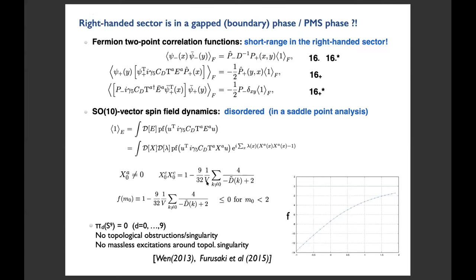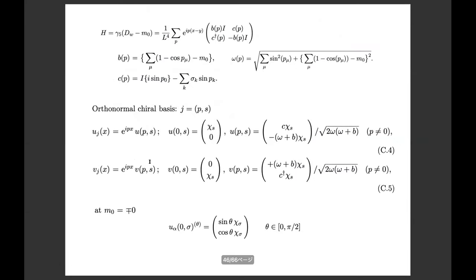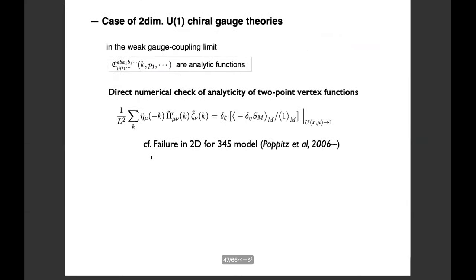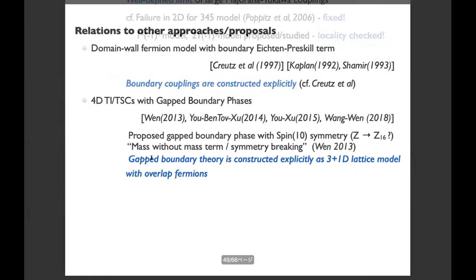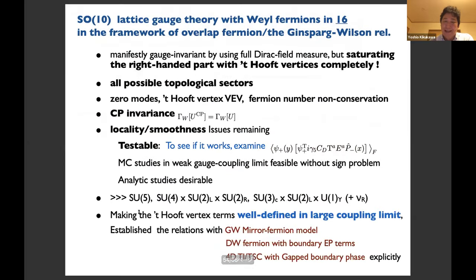I have one question for Professor Poppitz. Do you believe my numerical results about the two-dimensional Abelian chiral gauge models? I think so. I looked at them three years ago, but at that time, yes. And I must say the analytical result showing the singularity of the limit we took was really impressive. I have a slide for the numerical result, but I'm sorry, I didn't have enough time. It's okay.